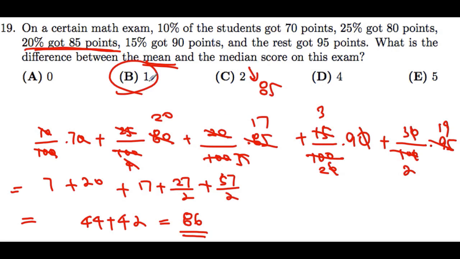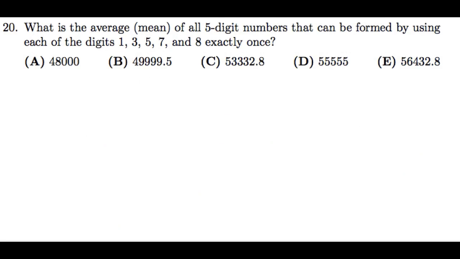Let us look at number 20. What is the average of all the 5-digit numbers that can be formed using these 5 digits exactly once? Okay. That means since these 5 numbers have to make up a number, we would have 5 choices. The second one will be 4 choices, and 3 choices, and 2 choices, and a 1. So we'll end up getting a total of 120 choices.